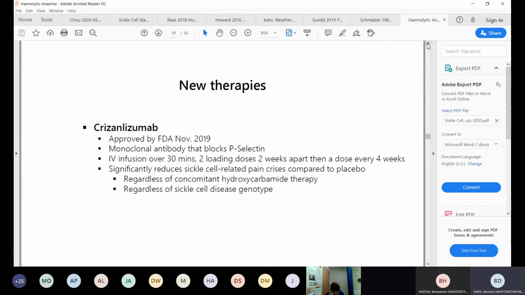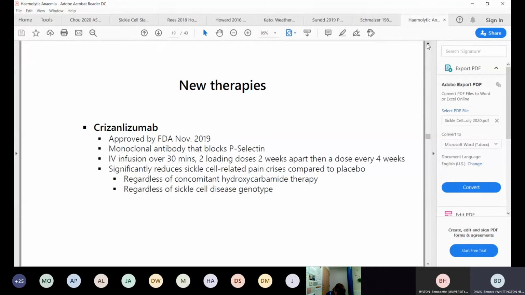Now, one of those adhesion molecules is this molecule called p-selectin. And so the idea is this, that if you're able to block its activity, then of course you can interrupt the process of vaso-occlusion. Interestingly, some of the earlier studies involved the use of heparin or heparin-like drugs, because heparin actually blocks p-selectin. But it's this drug, crizanlizumab, which has had, if you like, the first success with blocking p-selectin.